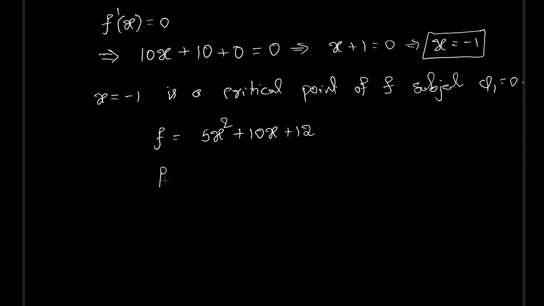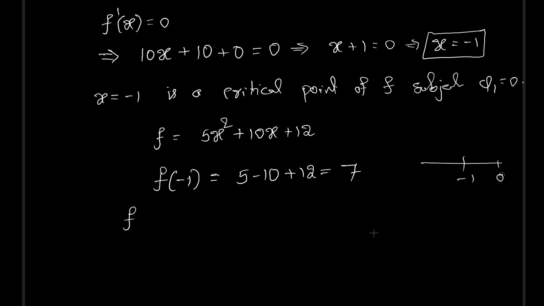However, let us get it confirmed. What is f of minus 1 here? This is 5 minus 10 plus 12, which is 7. Now, to know whether it is maxima or minima, you just take one point in the neighborhood of minus 1. Suppose I take 0, maybe it is far, but fine. f of 0 is 12, so this 7 is less than 12.